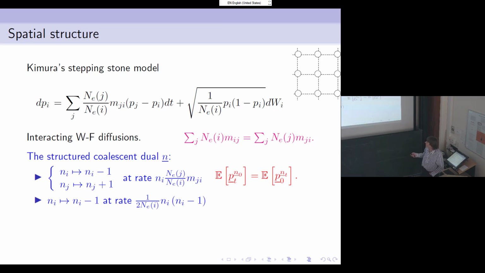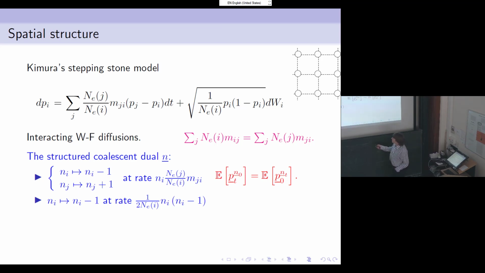And that structured coalescence looks a lot like the Kingman coalescence, so there's no selection at the moment here. When two individuals ancestral to our sample are sitting within the same deme, they coalesce at a rate inversely proportional to the population size in that deme, and then this is the number of pairs of such individuals sitting in the deme.